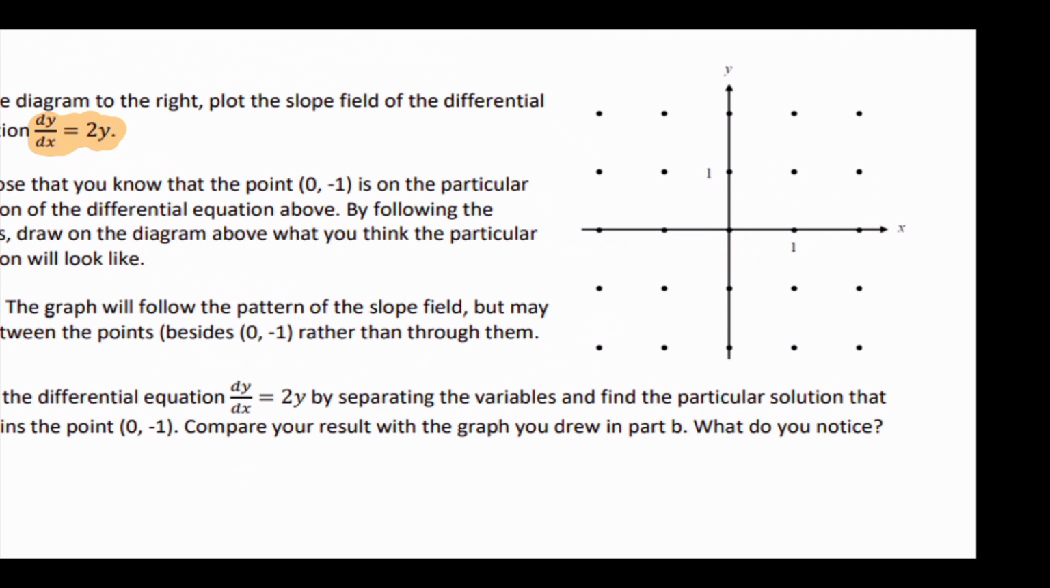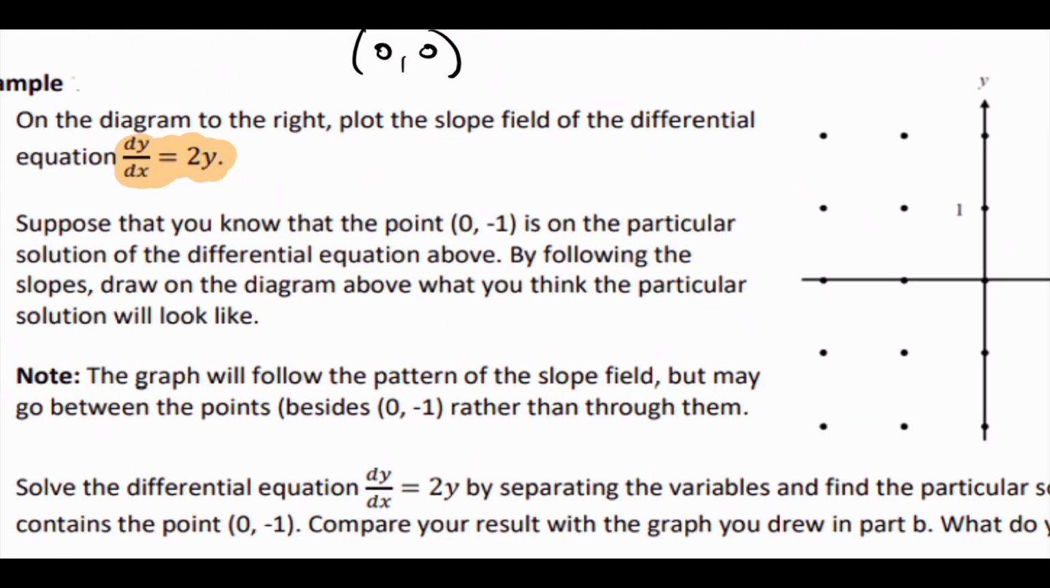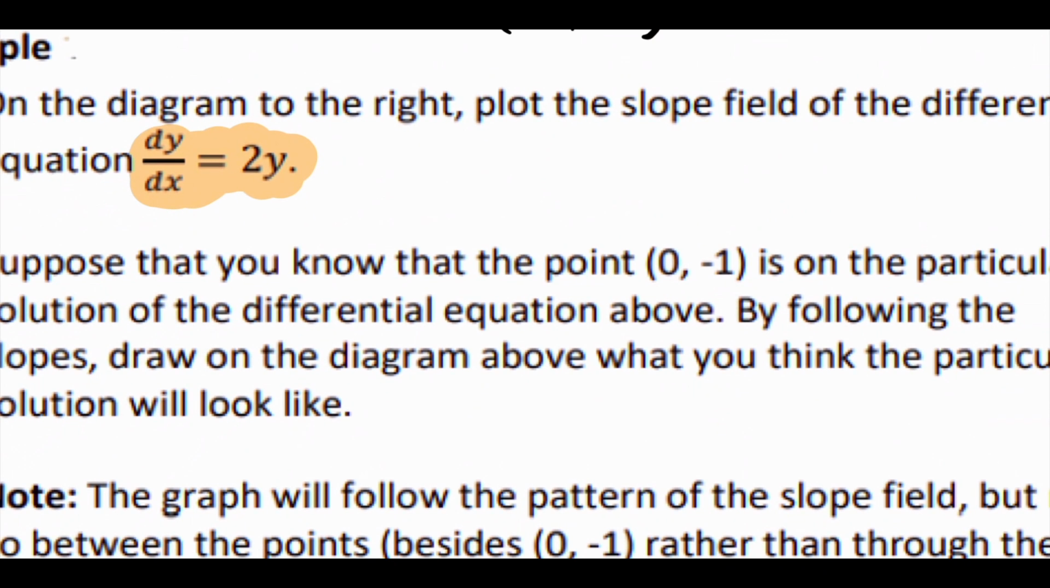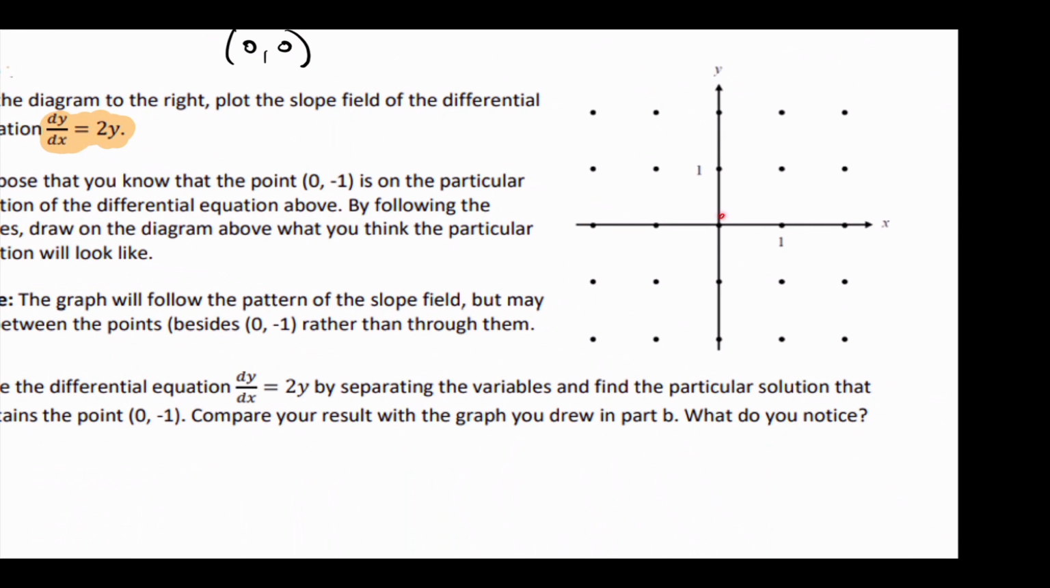Let's start with (0, 0). At (0, 0), x is 0 and y is 0. So we plug them into our differential equation. Problem is, sometimes you won't have x's and y's. This one only has a y, so we don't plug in x. We just plug in y. When you plug in 0, you get 0. So the slope at (0, 0) is going to be 0.